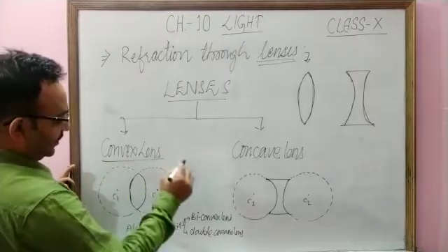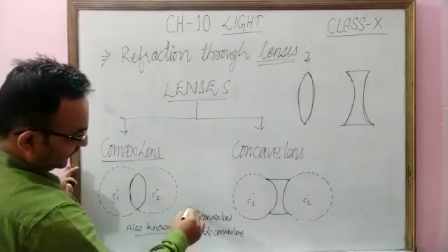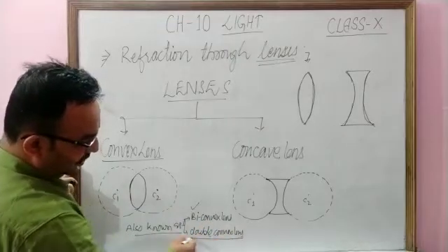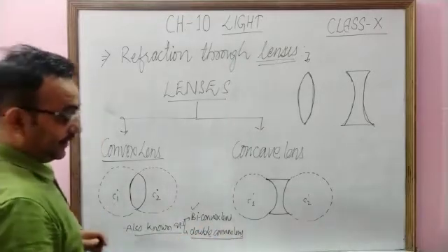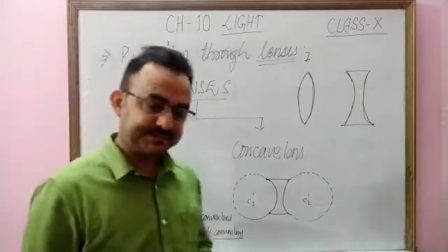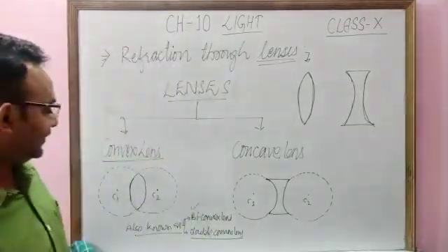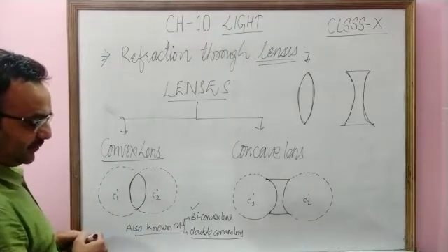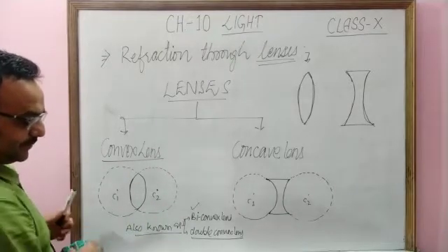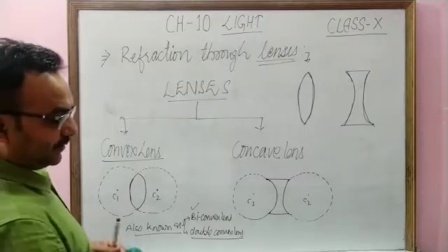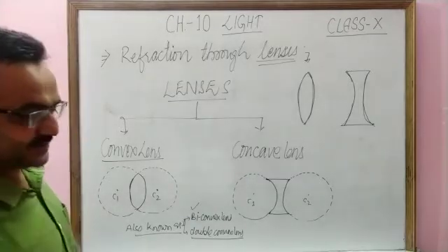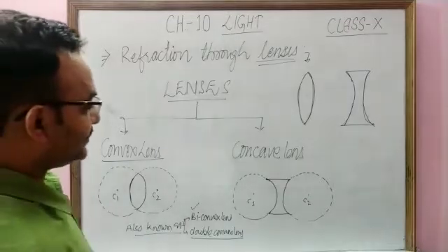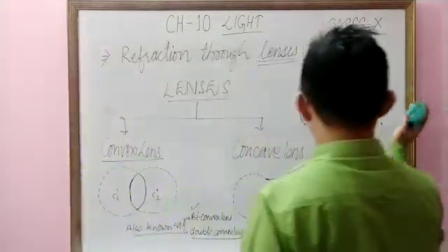Convex lens is also known as biconvex lens or double convex lens. Now, some important terms related to spherical lenses.